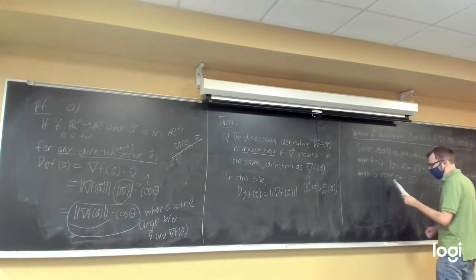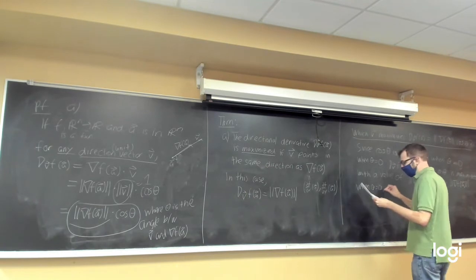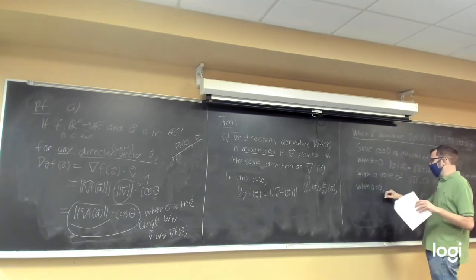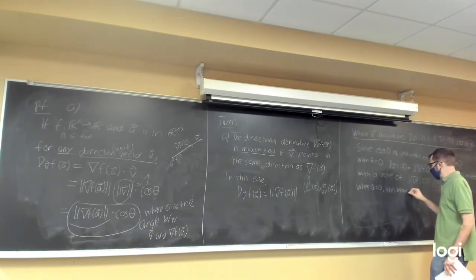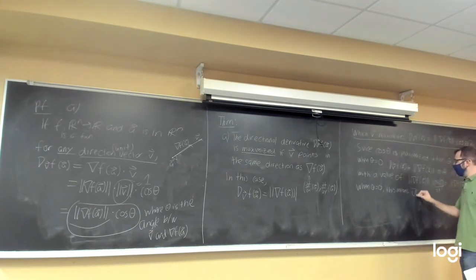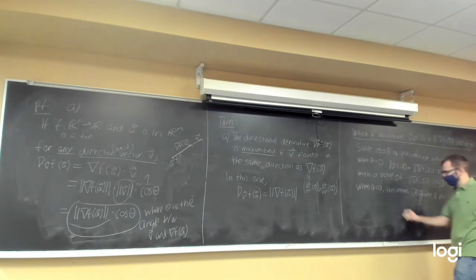So if we write that down, we can say when theta equals 0, this means that the gradient of f evaluated at a and the vector v point in the same direction, giving us our result.